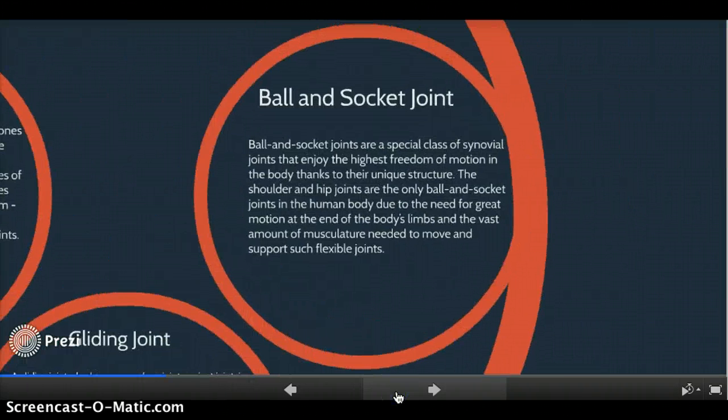Ball and socket joints are a special class of synovial joints that enjoy the highest freedom of motion in the body thanks to their unique structure. The shoulders and hip joints are the only ball and socket joints in the human body due to the need for great motion at the end of the body's limbs and the vast amount of musculature needed to move and support such flexible joints.